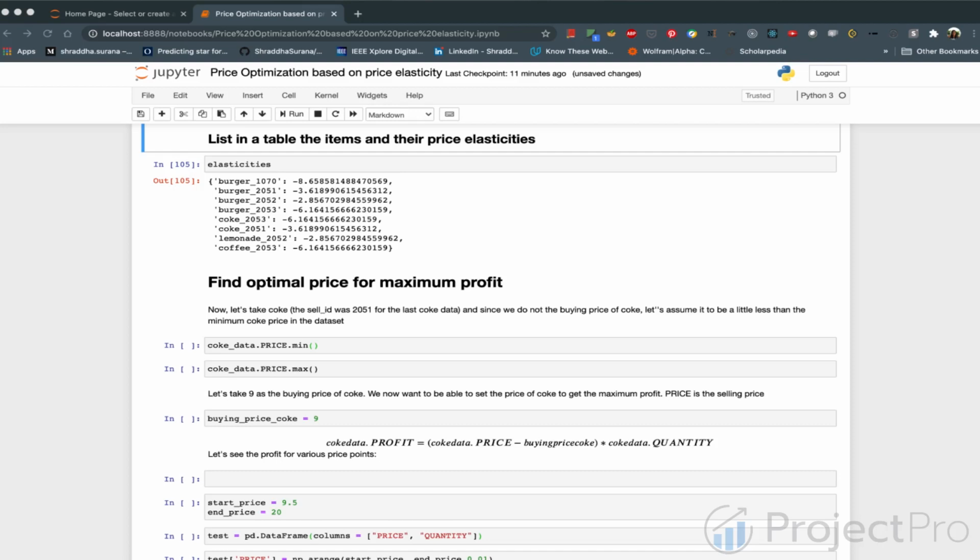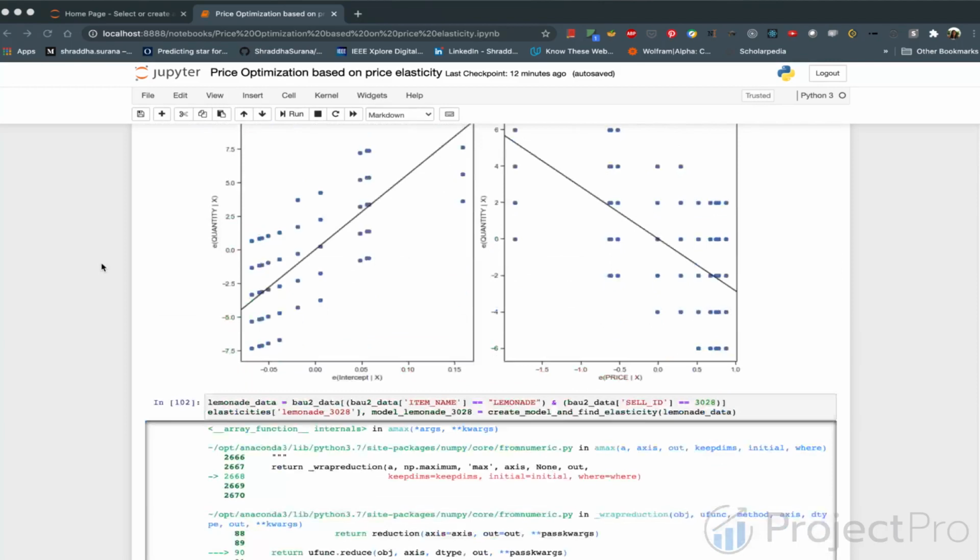In the previous video, we calculated the price elasticities for the various items and the sell ID combinations that we had. And we have the elasticities now to find the optimal prices in order to gain the maximum profit, which is what we will explore in this particular video. However, along with the elasticities, we also need the actual models that we had created so that we can calculate the quantities at various price points that we want to explore for each product.